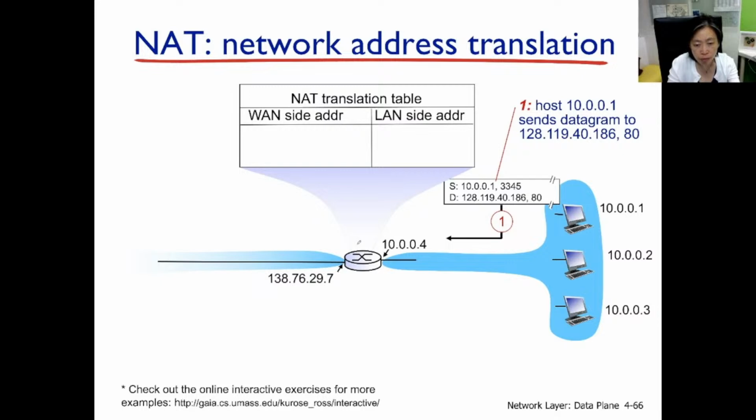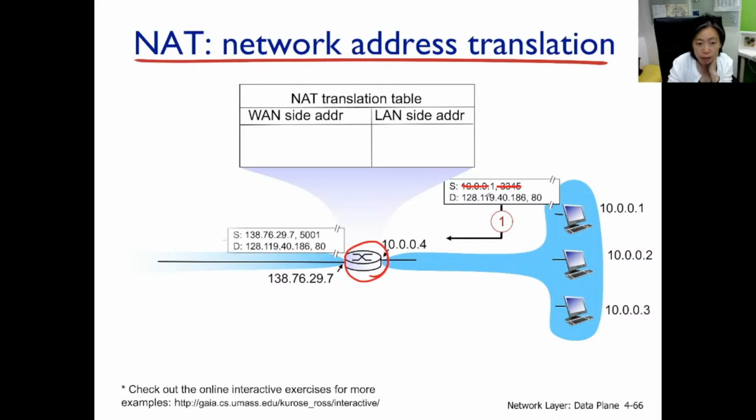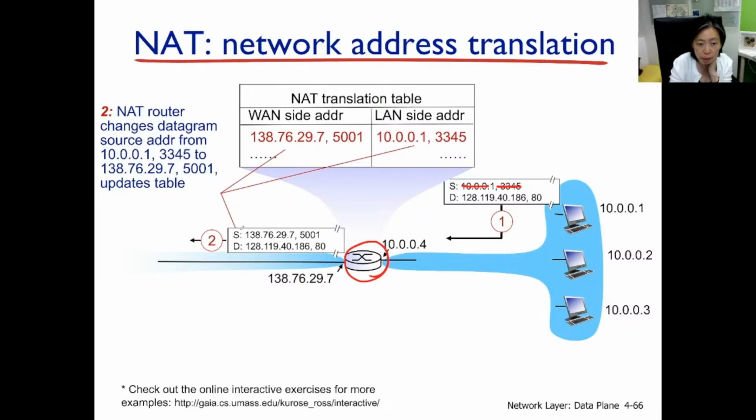So that packet is going to reach the NAT box in the middle, and this is going to be replaced. This is going to be replaced. 10.0.0.1 is going to be replaced by the real IP. And the 3345 port number is going to be replaced by a new port number generated by the NAT box here. Step 2, the NAT router there is going to add an entry into the translation table so that we know this old IP and this old port number is now being changed to this new IP and this new port number.